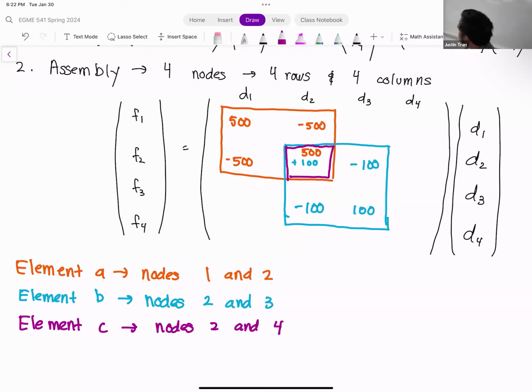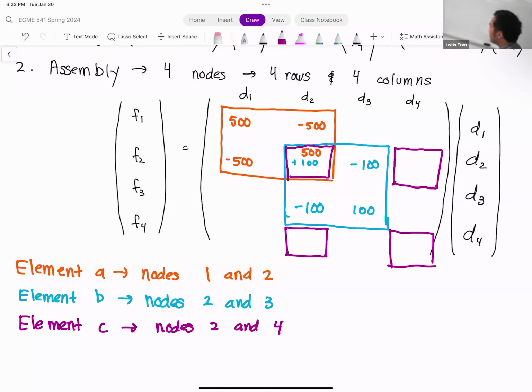Then we have the second row and the fourth column. So second row and fourth column is going to be this one right here in purple. Then we have the fourth row and the second column. So that's going to be that entry right there. And then we have the fourth row and the fourth column, which is that entry right there.